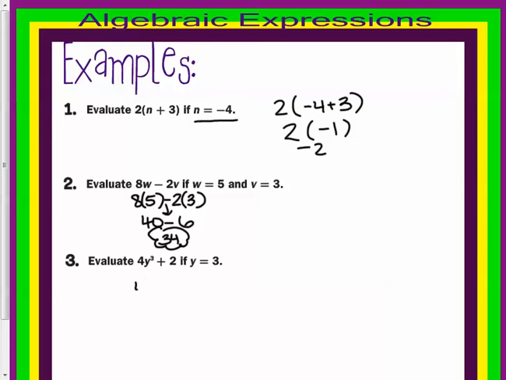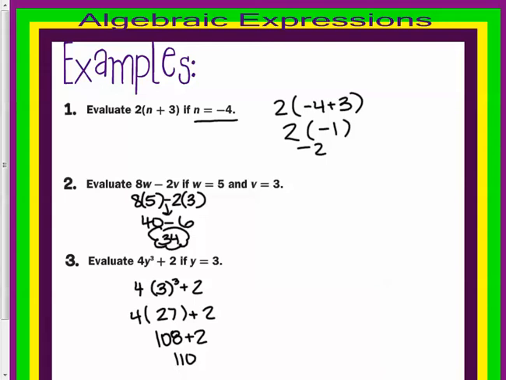Okay, in this one, I'm taking 4 times 3 to the 3rd power, so plug it in. I know 3 times 3 is 9, times 3 is 27, and I'm multiplying 4 times 27 and then adding 2. I get 108, then I add 2 and I get 110.